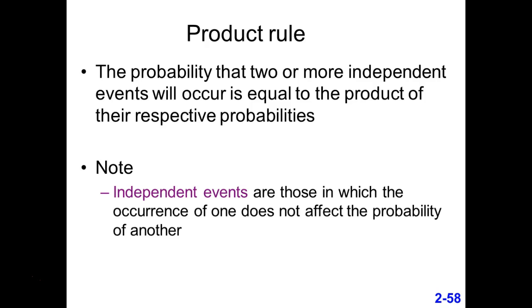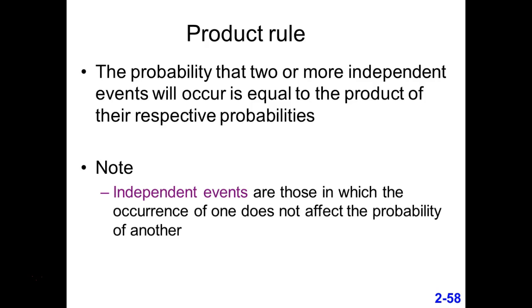So the product rule is that the probability that 2 or more independent events will occur is equal to the product of their respective probabilities, right? Which gets kind of confusing. So what do they mean by independent? They mean that one does not affect the other, right?